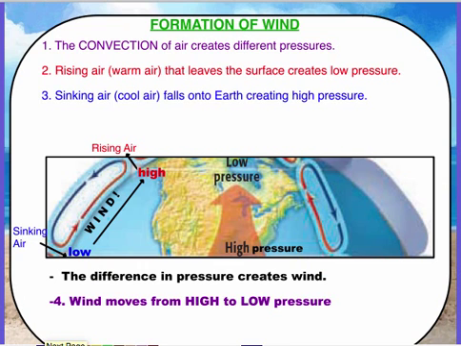All right, so let's see how that forms wind. It's all about convection. Remember, convection we talked about on the last podcast is when warm rises and cool sinks because of differences in density. The convection of the air creates different pressures. In the case we were looking at in the last picture, at the equator, that warm air is going to rise. It's going to rise because it is less dense.